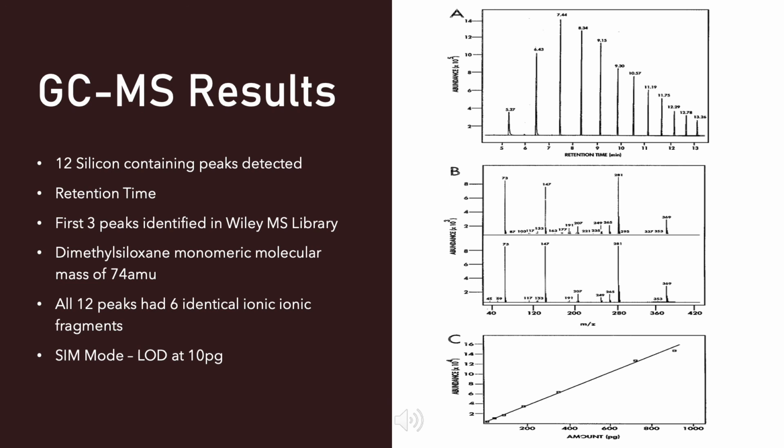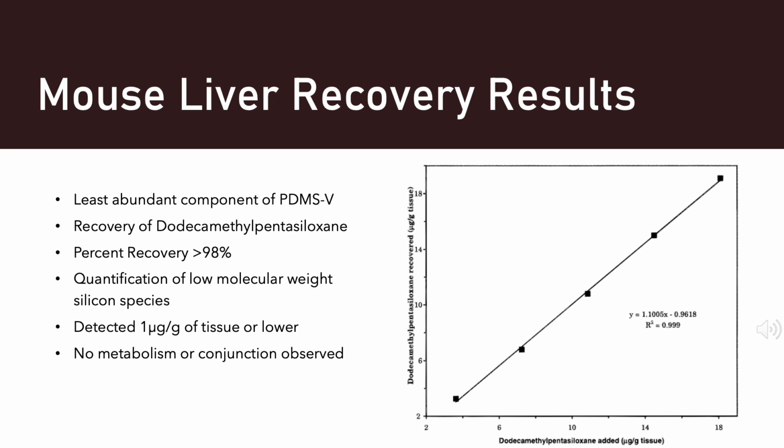SIM mode was then used and scanned on these peaks to get figure C. The purpose was to quantify the selected ionic fragment peaks found from scan mode. What they were able to find was that the LOD was 10 picograms for PDMSV. Here the authors were looking at concentrations from 9 to 45 micrograms of PDMSV in mouse liver.